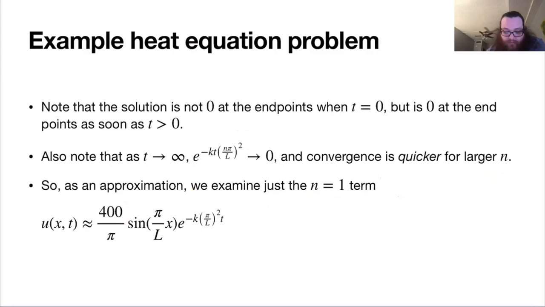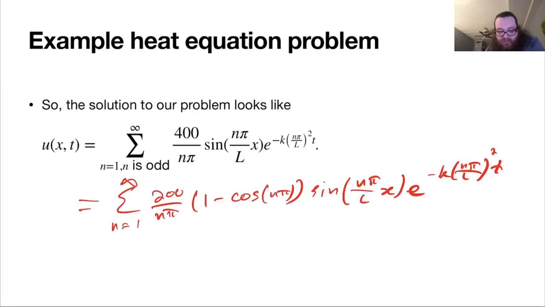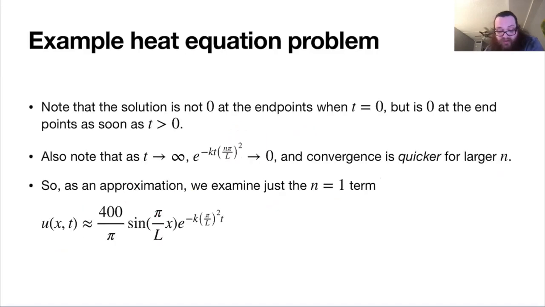If we want crude approximations of what u of x comma t is doing, well, these terms go to 0 faster for larger n, so we can take a smaller n, say n equals 1, plug in n equals 1, just take that term and use that as an approximation for what's happening. Okay, so what that would look like is something like this.